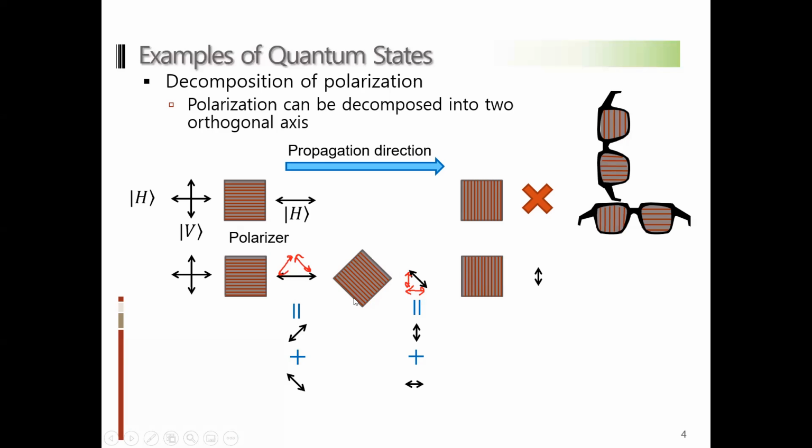Of course, we should be a little bit careful, because if the starting light has an intensity of 100, then we know that only half of it will be transmitted, and only half of this half will be transmitted through here. So only a quarter of the original intensity will be transmitted.